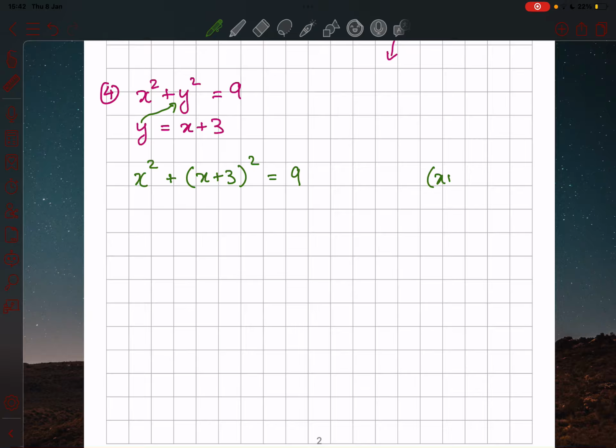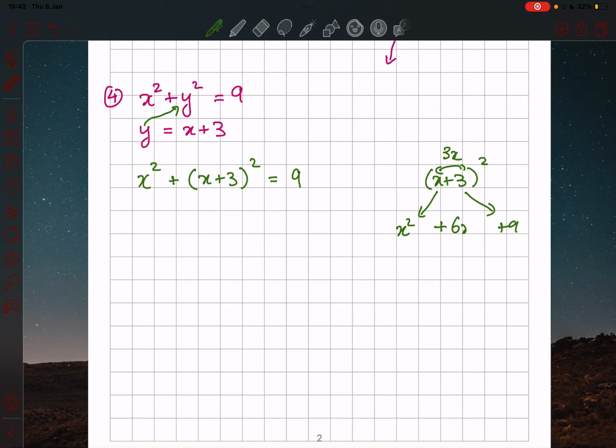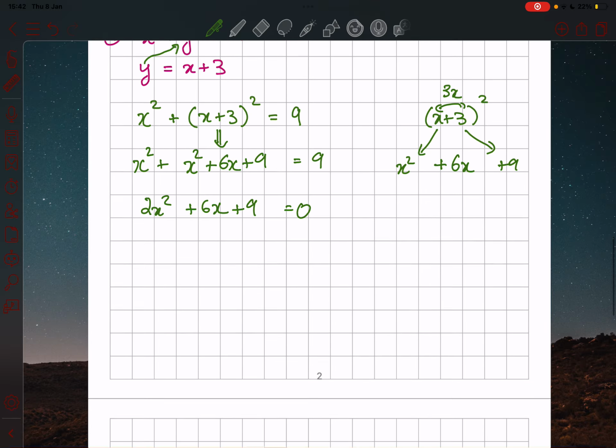Remember the trick that we discussed to square something quickly? So square the left, that's x squared. Square the right, that's a positive 9. Times them together, that's 3x. Double them, 6x. And there you go, we get that. So this bracket here, when you expand them, becomes x squared plus 6x plus 9. And then we still have another x squared. So if we tidy that up, we get 2x squared plus 6x plus 9 is equal to 0.